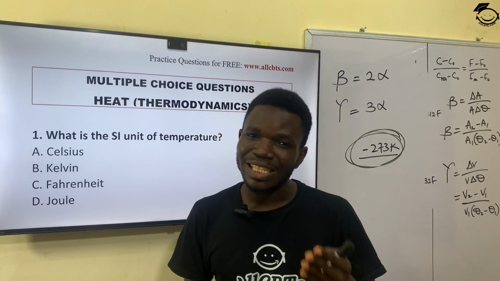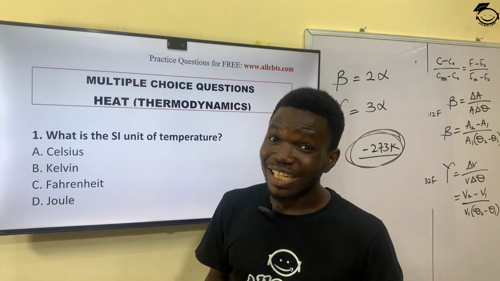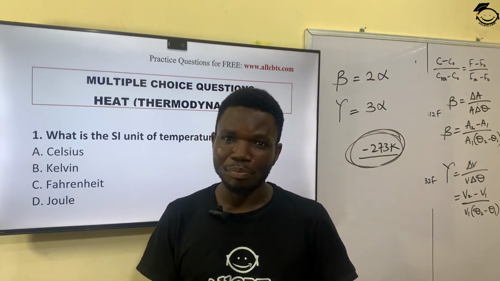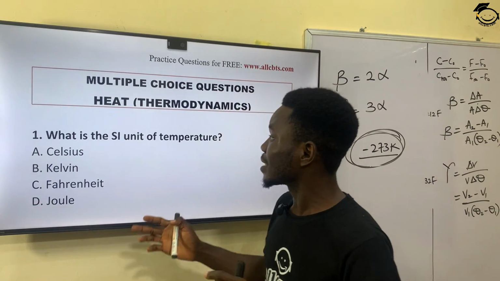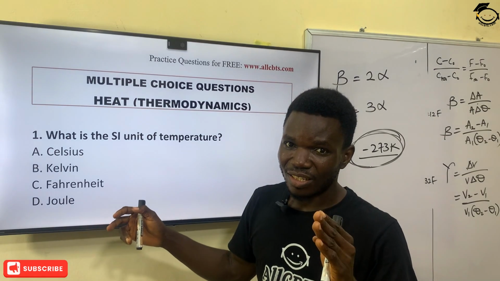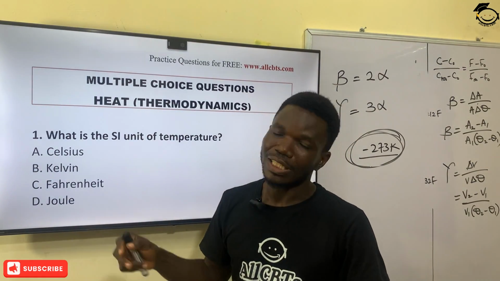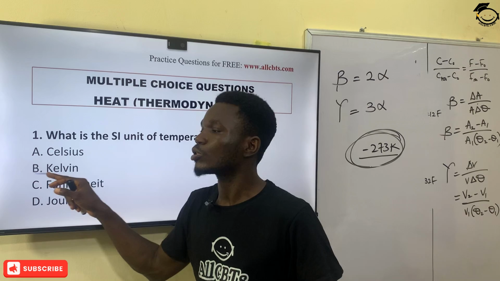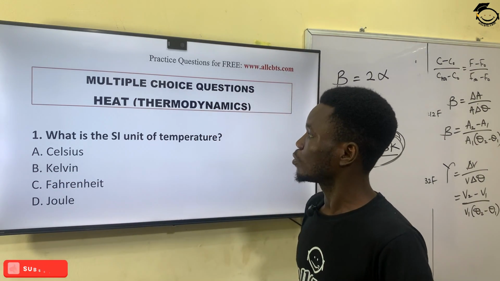SI then means what? Standard international. So the standard international unit of temperature is Kelvin, despite the fact that Fahrenheit and Celsius are also scales of temperature; they are not the SI unit. The SI unit is Kelvin. That is option B.